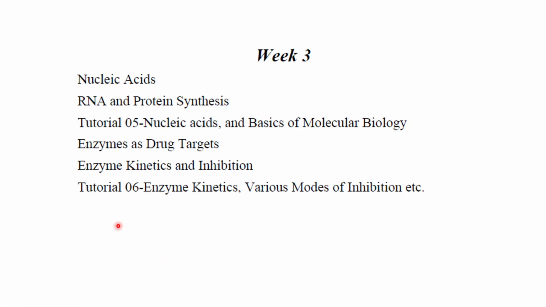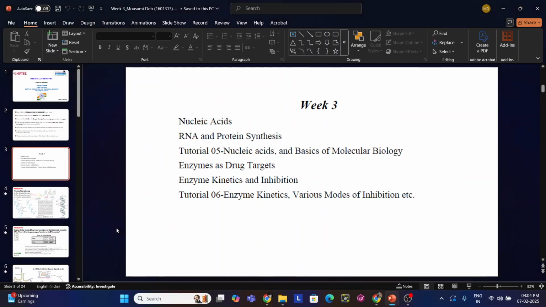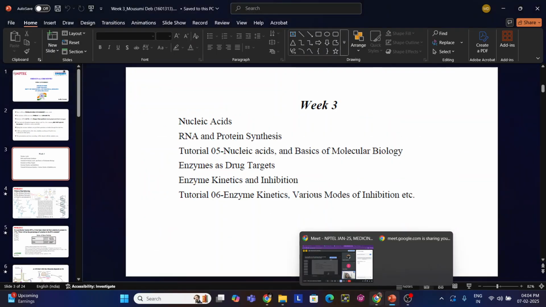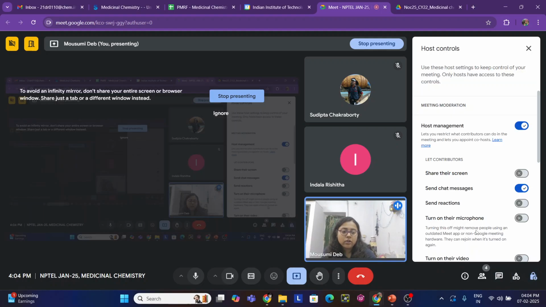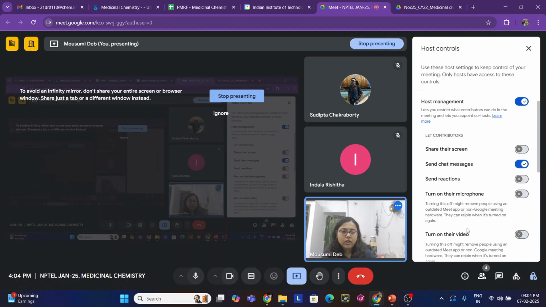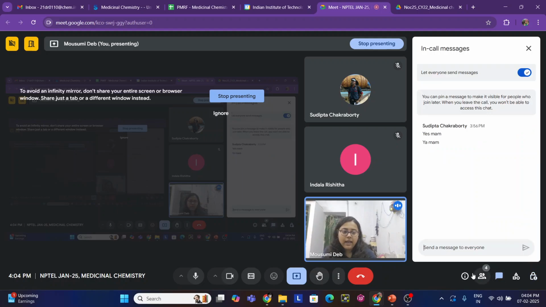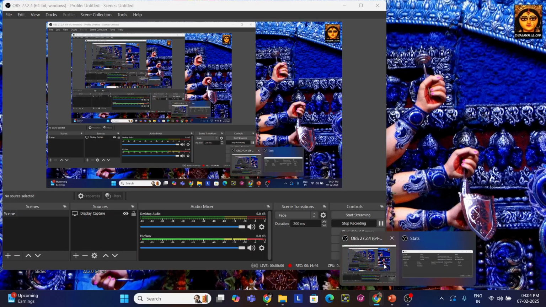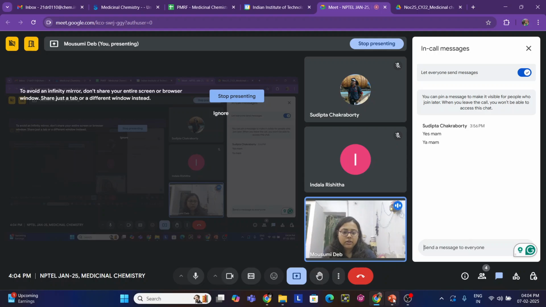The topics today, from week 3 of this course of medicinal chemistry, are nucleic acids, then RNA and protein synthesis, then nucleic acid basics or molecular biology, enzymes as drug targets, enzyme kinetics and inhibition, and various modes of inhibition. So today mainly we will discuss nucleic acids, RNA, protein synthesis, some basic questions regarding molecular biology, and also enzyme inhibition, types of enzyme inhibition, and their examples. Okay, so let me start with the session.